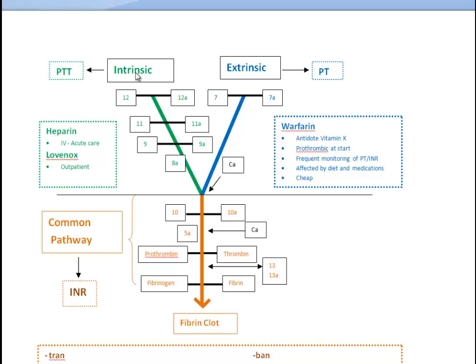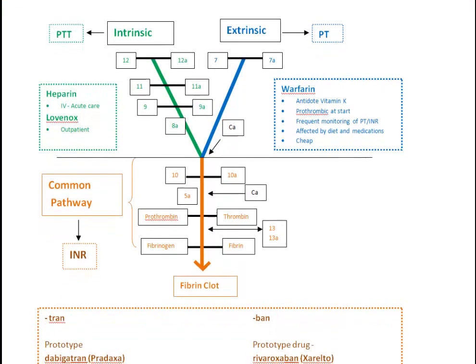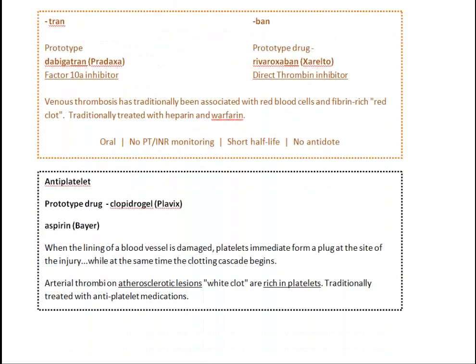On the green side over here under intrinsic, you can see that heparin is here, and heparin is IV. That's in acute care, so that's not something that we use in primary care. And then Lovenox: you will see patients on Lovenox who are coming out of the hospital. They may be on it for quite some time, a couple of weeks, a month, something like that. This pathway is occurring at the same time as another process going on, and that's with the platelets.